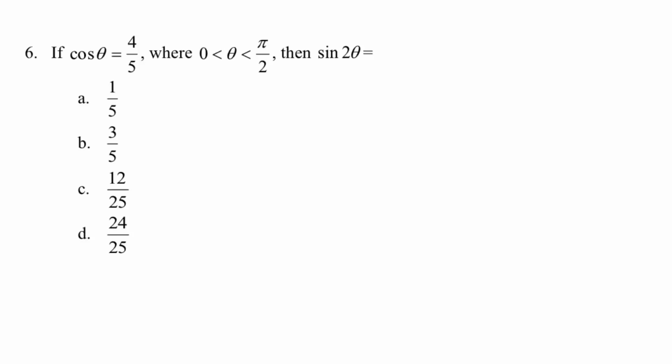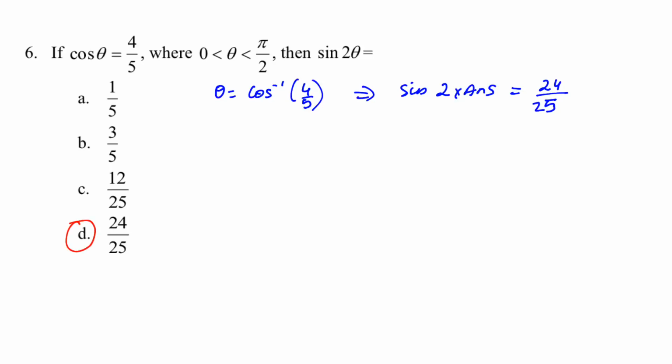You can do theta is equal to cos inverse 4 over 5. Don't round it. Whatever answer you get, just substitute here sine 2 multiplied by the answer in the calculator, and you will get 24 over 25. So the answer is D.